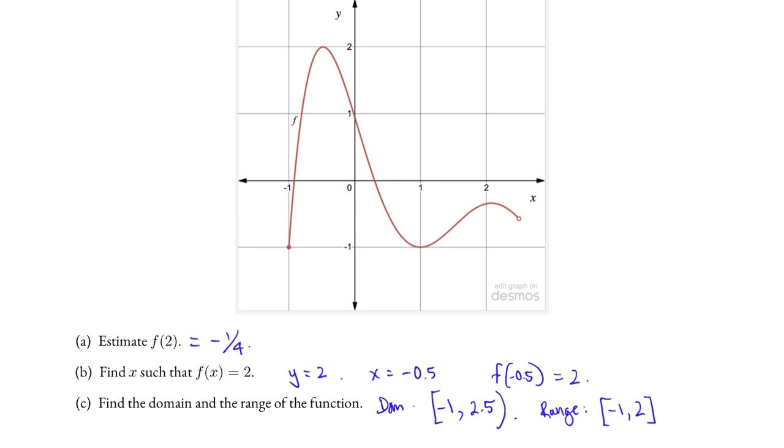Now the domain and the range is also known as the viewing window. Notice that the smallest x value in the domain is negative 1 and the smallest y value is negative 1. So we start at negative 1, negative 1, and the largest x value in the domain is 2.5 and the largest y value in the range is 2. And so this is pretty much where the graph lives.